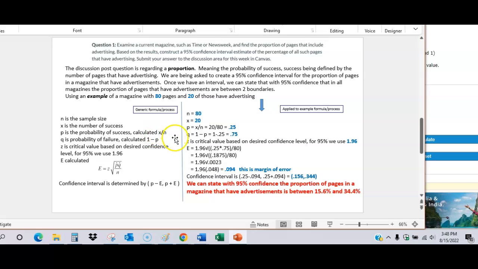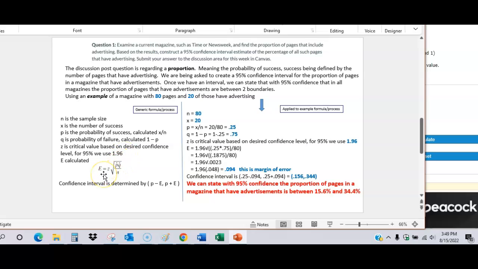P is the probability of success calculated by x divided by n. Q is the probability of failure, which is just 1 minus your probability of success. Z is the critical value based on the desired confidence level. So that's that table, that constant. So for 95%, it's 1.96.